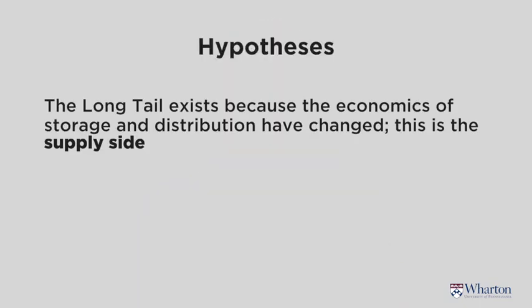So on the supply side, because of the internet, it's now possible for sellers to just offer a lot more variety, whether it's variety of beer, diapers, flowers, movies, songs, you name it. It's possible to offer a lot more variety because the economics of distributing those products has changed dramatically.